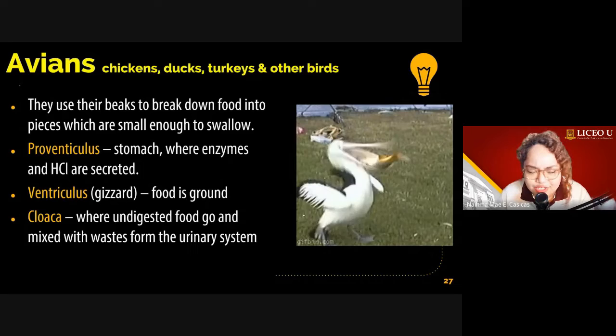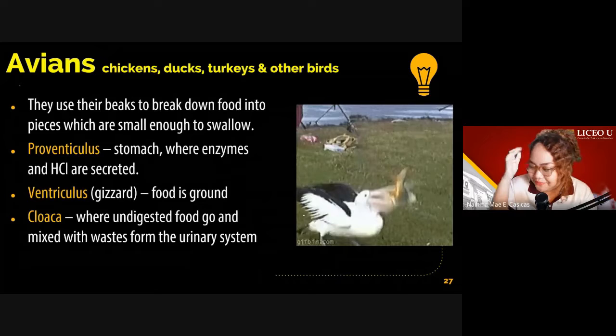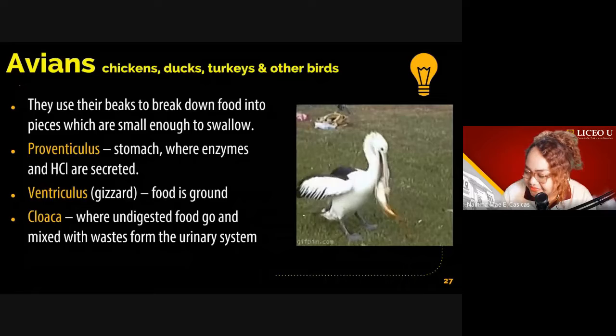urinary system. And that is why you can observe that bird poop is wet, because it has urine with it. So the poop is wet because it has urine. There is only one opening.